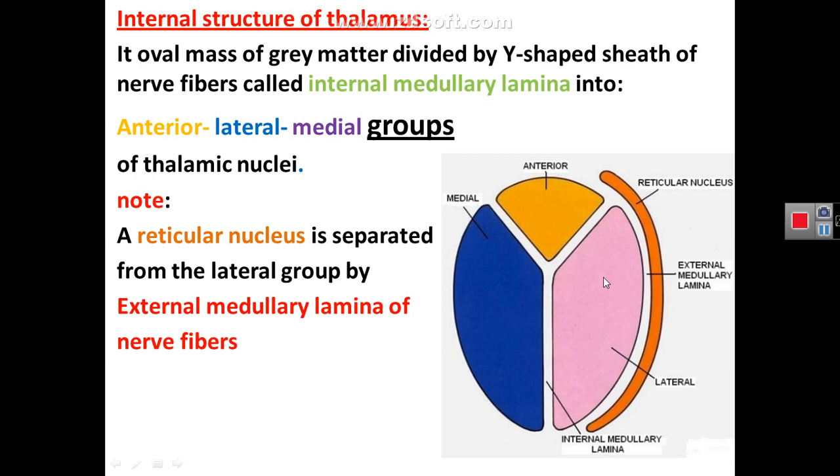The egg-like thalamus has an internal structure formed of many masses of gray matter. These masses are divided by a Y-shaped lamina of white matter. This Y-shaped lamina is called the internal medullary lamina. The egg-like gray matter of the thalamus, therefore, is divided by this Y-shaped internal medullary lamina into groups of nuclei, which are the anterior group, medial group, and lateral group. Just lateral to the lateral group is another lamina of white matter, called the external medullary lamina, that is also covered laterally by a mass of gray matter called the reticular nucleus of the thalamus.